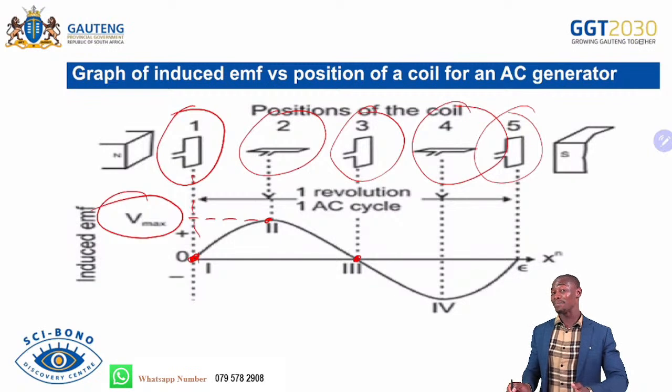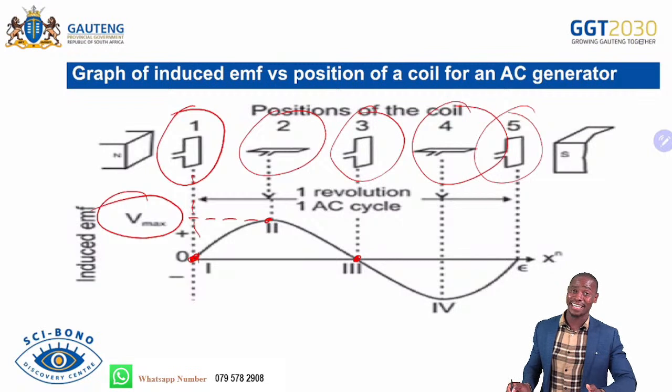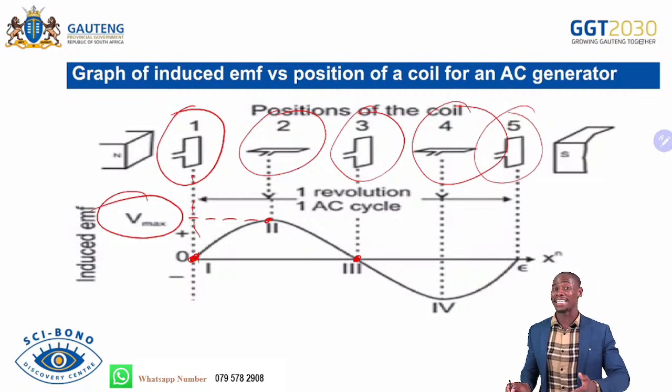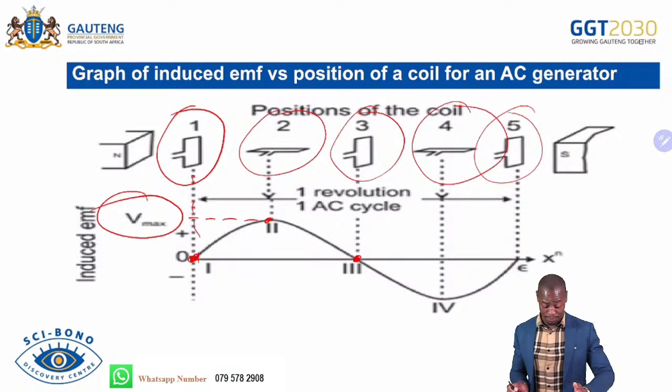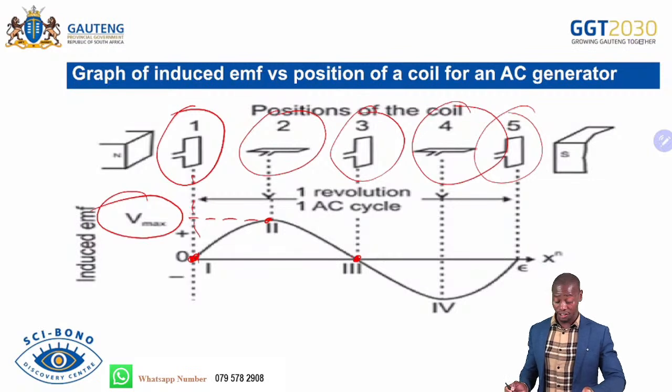And learners, remember, this is an AC generator. In an AC generator, there are slip rings. What is the function of the slip rings? It is to ensure that the current in the external circuit changes direction after each half turn. So this is half turn. From this point to this point, that would be half turn, all right? Then you can see that after each half turn, what happens to the direction of the induced EMF? It changes.